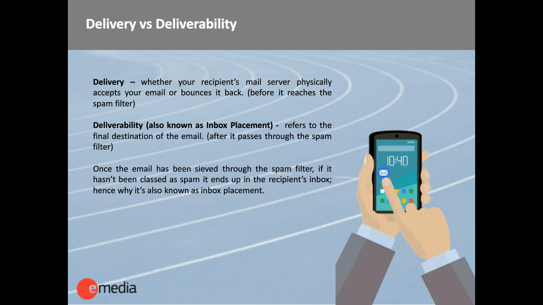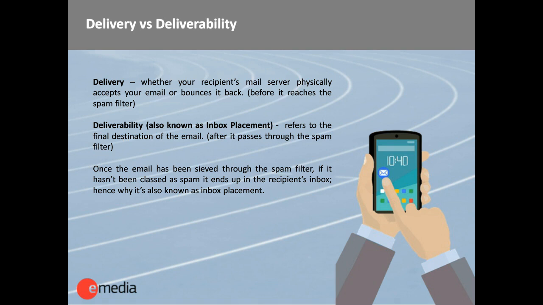So delivery only refers to whether or not the email server has accepted your email, or perhaps it bounces back before it reaches that spam filter. So in a way, deliverability is more about that final destination, where it ends up once it's passed through that spam filter. So if it doesn't get classed as spam, then it should end up in their inbox. Okay, so what's the difference between deliverability and inbox placement? Absolutely nothing. They're one and the same. Some say deliverability, some say inbox placement. It's a tomato-tomato sort of scenario.